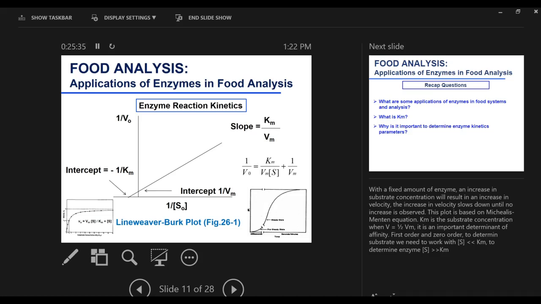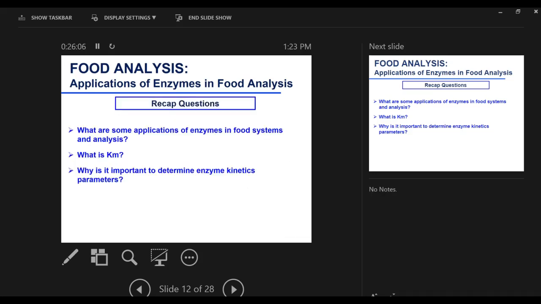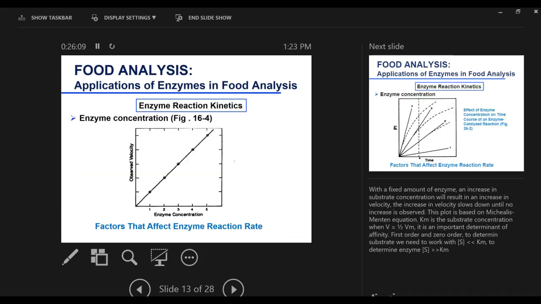So there you go. So you design your enzymatic reactions so that you can get the slope at different substrate concentrations and plot that, and then you can calculate Km and Vmax. Easy. Any questions? Okay. Recap questions for later.